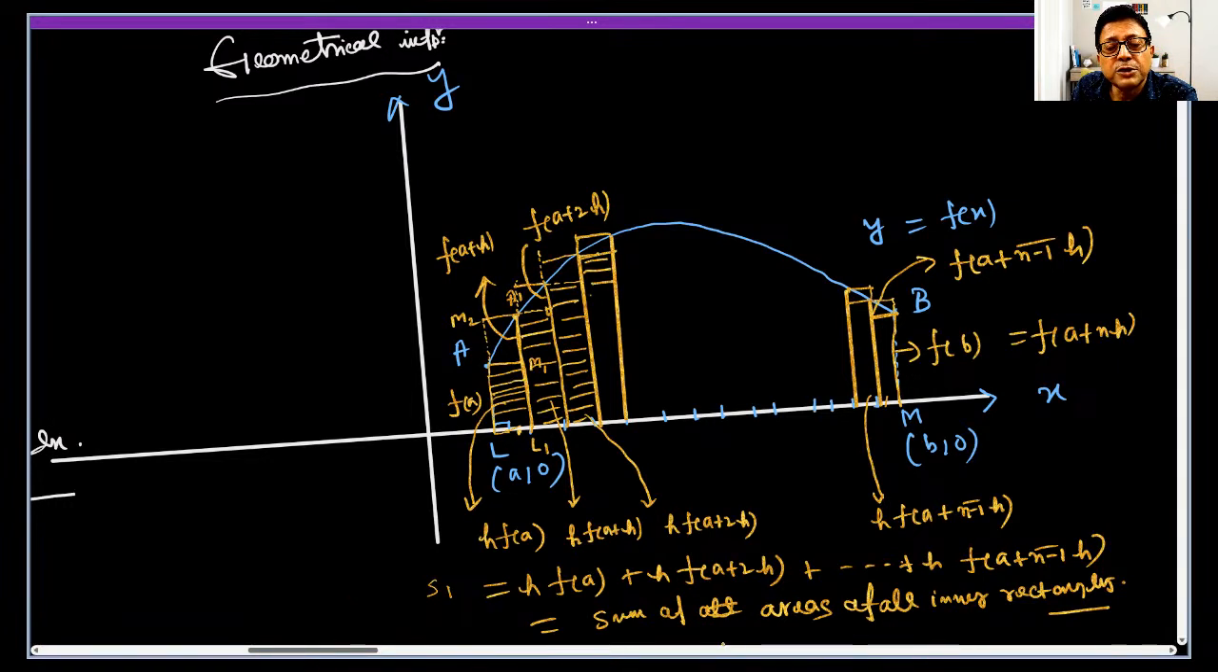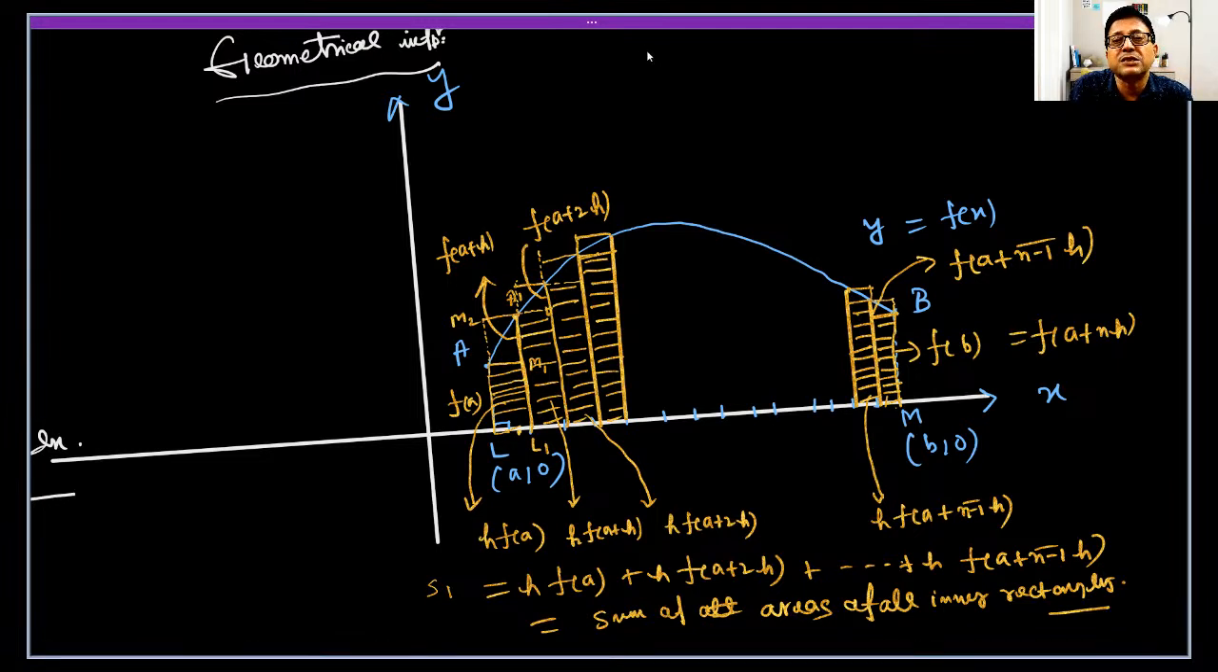Yeah, this portion. The sum of all these areas we got here is S1. Am I clear? There is no calculus in it. It's a very simple observation. Even a class 10 student can understand that I found the areas of inner rectangles. Here I am writing that sum S2.